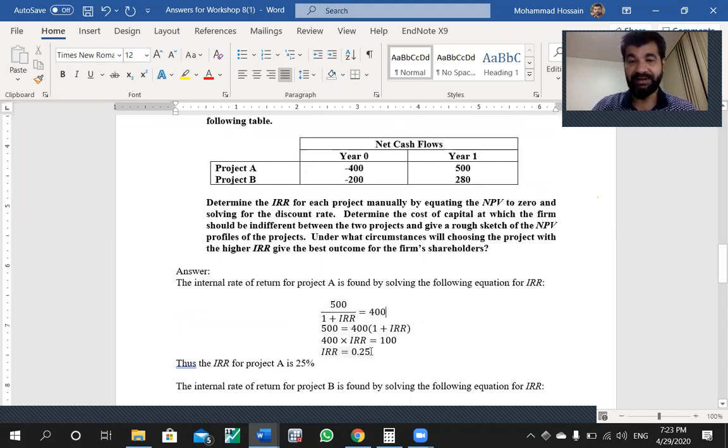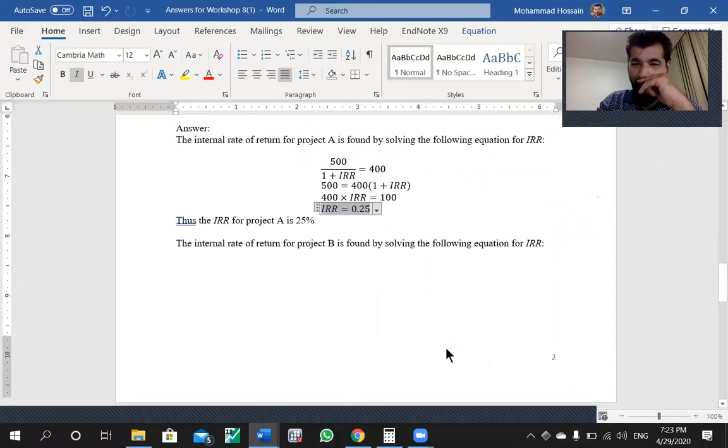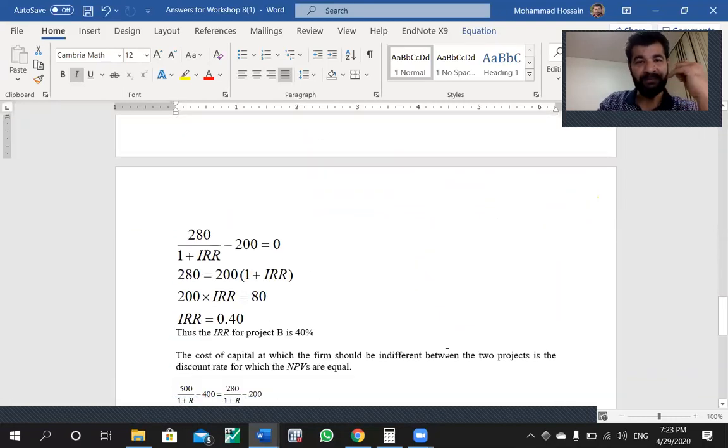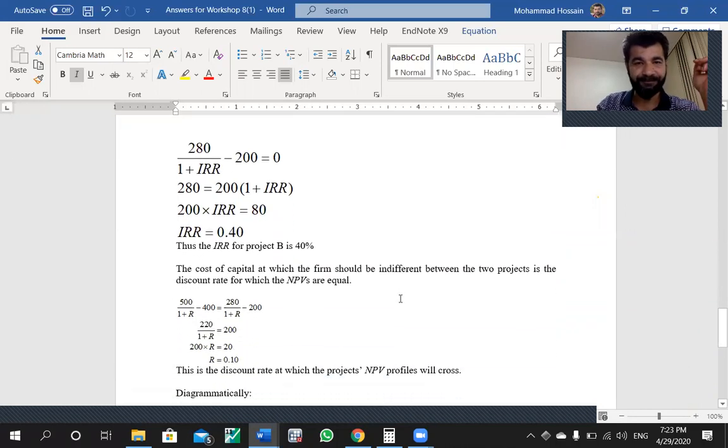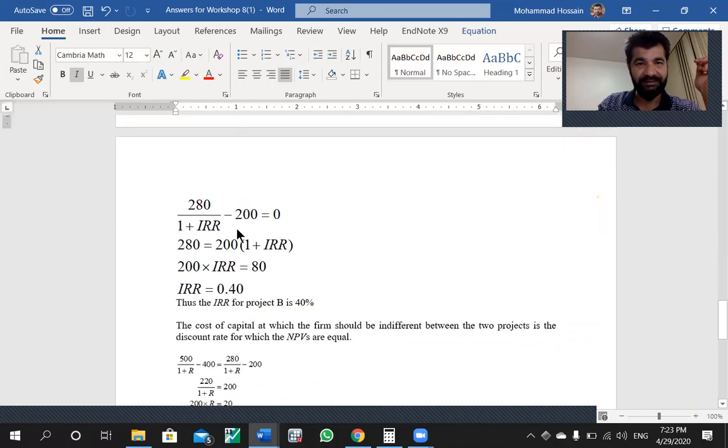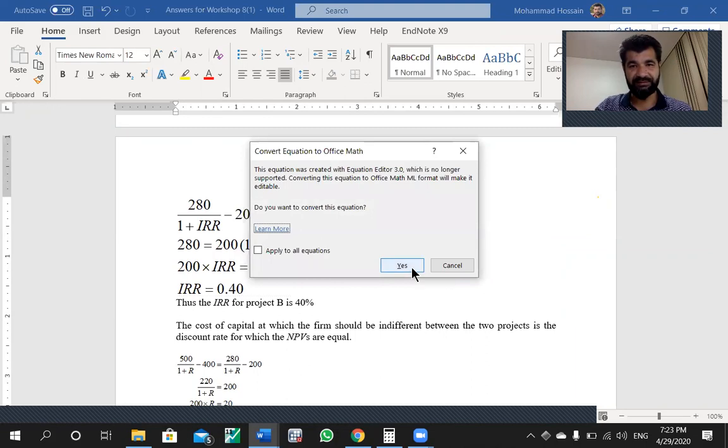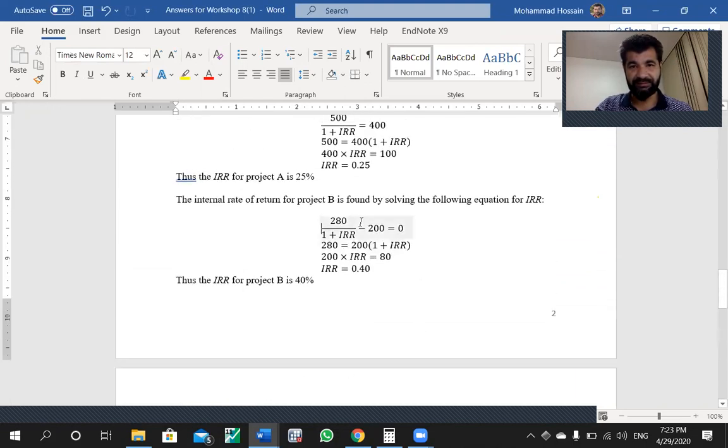IRR equal to 0.2. But if it goes more than 1 year, then the problem comes up because then you have to take the cubic root, fourth root. You don't know how many years it goes. The second year is 40%. Same rule applied. That's how they calculated it.